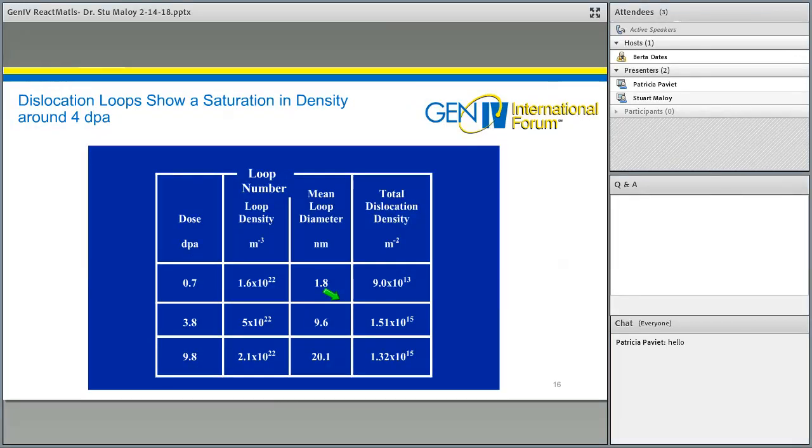And to summarize that here, the calculations done on this irradiated material show that the loop density starts at about 10 to the 22 per meter cubed, goes up to about 5 times 10 to the 22, and then it actually starts to go back down. And at that point, like I was saying before, the mean loop diameter is starting to increase. So between 0.7 and 3.8, you actually start to saturate the dislocation density within the material, and you can see that number is pretty flat from 3.8 to 9.8 DPA, while the diameter is going up and the loop density is going down, keeping the overall total dislocation density about the same.